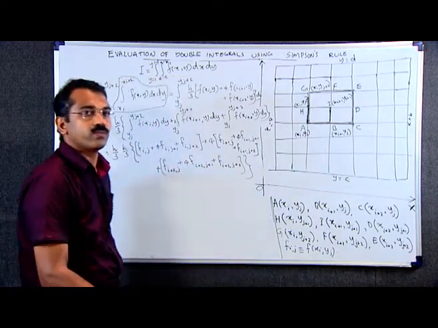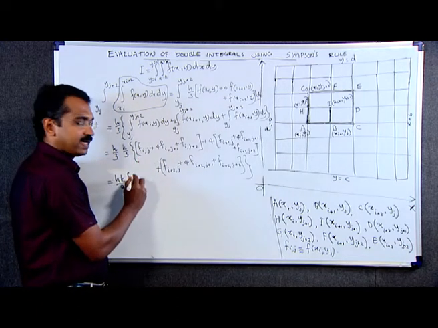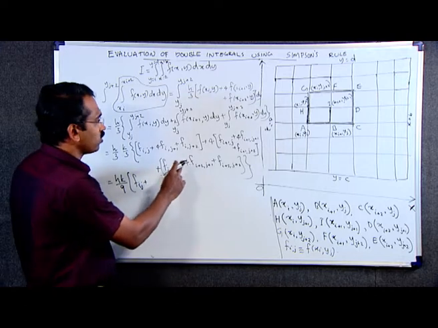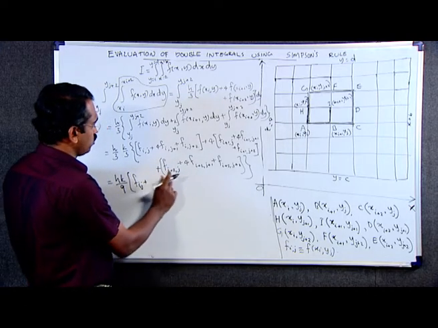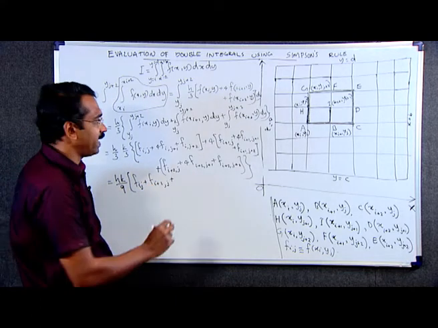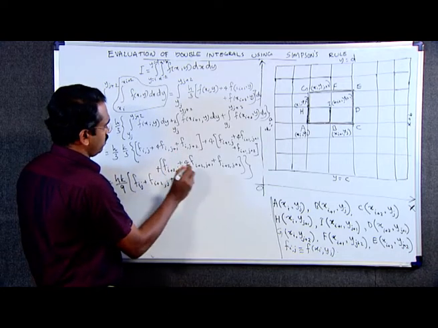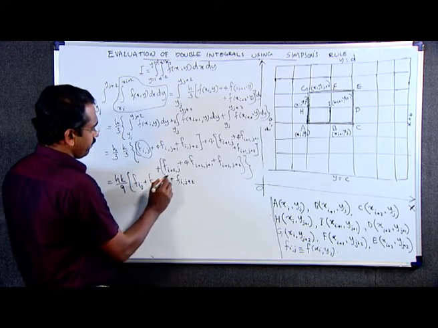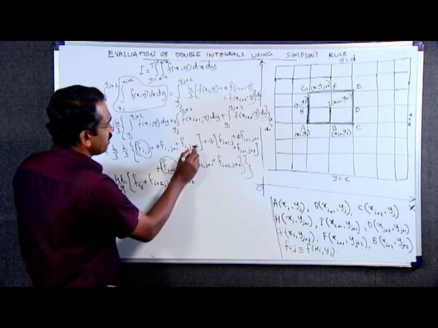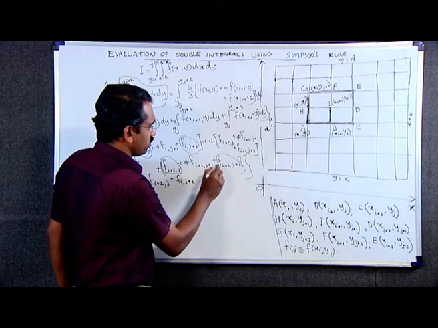Which is equal to hk/9 into f_{i,j} plus f_{i+2,j}, this term f_{i+2,j}, plus f_{i,j+2}, this term, this one f_{i,j}, f_{i+2,j}, f_{i,j+2}, plus f_{i+2,j+2}.